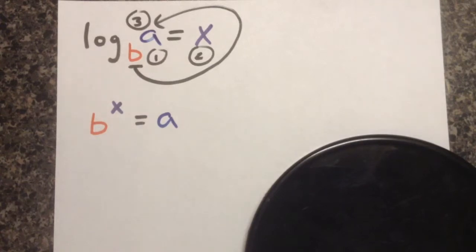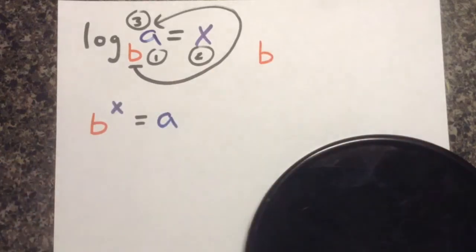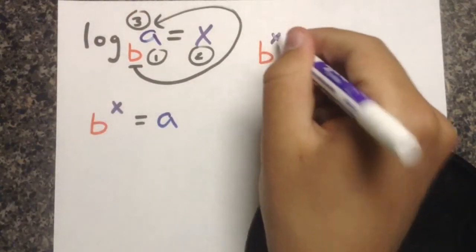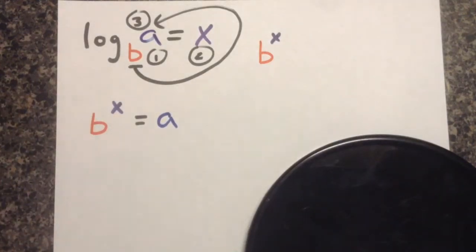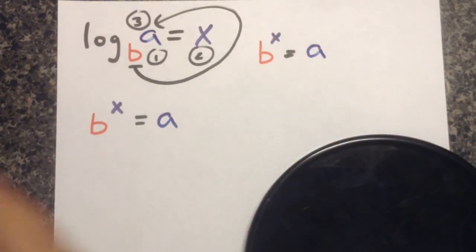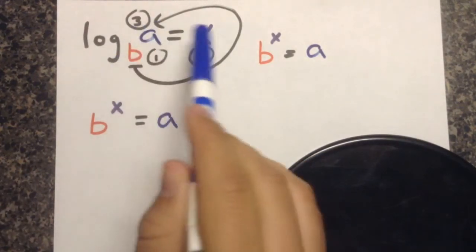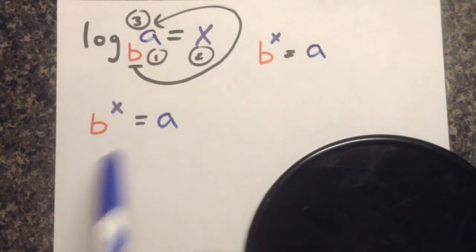So what we end up with is b to the x is equal to a. Now if you notice, that's exactly what we have here. So this is the other form, and if we were to plug in actual numbers here, it'll give us the proper form here. Now, the trick has a reverse, and guess what?